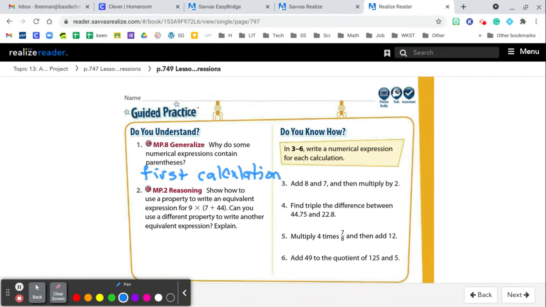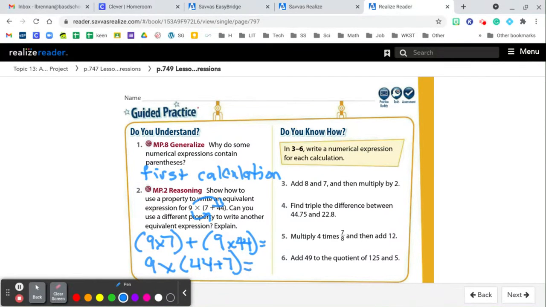Show how to use a property to write an equivalent expression for 9 times (7 plus 44). So what you can do is use the distributive property, distribute the 9. We can say 9 times 7 plus 9 times 44 using the distributive property. Using the commutative property, you can also do it like this. You can change the order of things. You're still going to get the same answer for all of them.